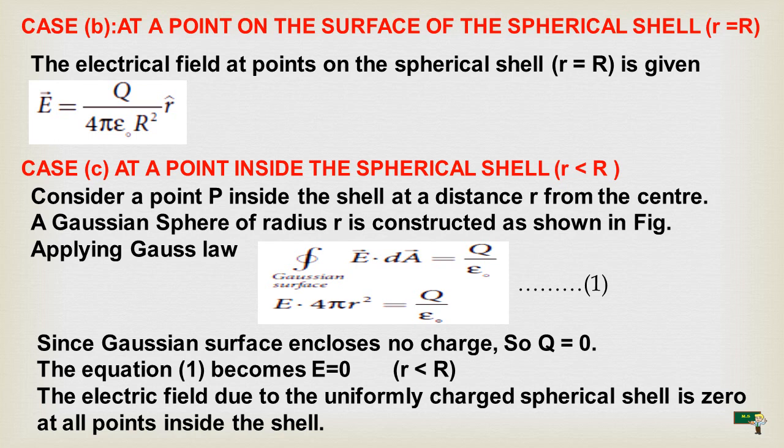Now applying Gauss law, closed integral of E dot dA is equal to Q by epsilon naught, and E dot 4 pi r square is equal to Q by epsilon naught, which is considered as equation number 1. Since the Gaussian surface encloses no charge, Q is equal to 0. So equation 1 becomes E is equal to 0 for small r less than capital R. The electric field due to the uniformly charged spherical shell is 0 at all points inside the shell.